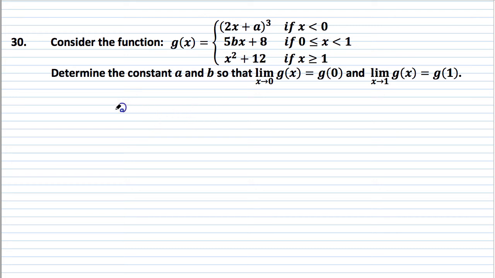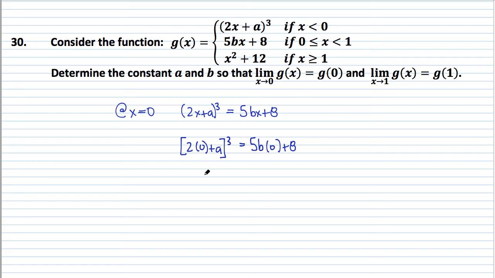So we have first, at x equals 0, we have the fact that (2x plus a) cubed must be equal to 5bx plus 8. And so this is all at x equals 0. So let's go ahead and simplify this to begin with. So I have 2 times 0 plus a, cubed, is equal to 5 times b times 0 plus 8.